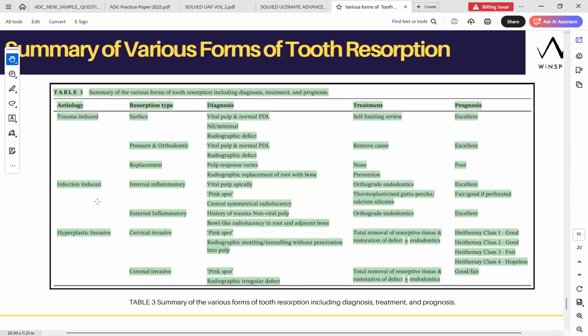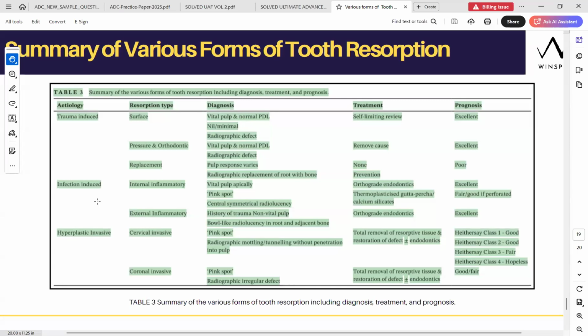Prognosis is so far good, but because it's a newly erupted tooth and already going for restoration, it is challenged, so it's not an excellent prognosis, and not poor or hopeless either. It's good to fair. Whereas in your cervical one, depending upon the class, class 1 and 2 will have good prognosis, class 3 has fair prognosis, and class 4 has hopeless prognosis.